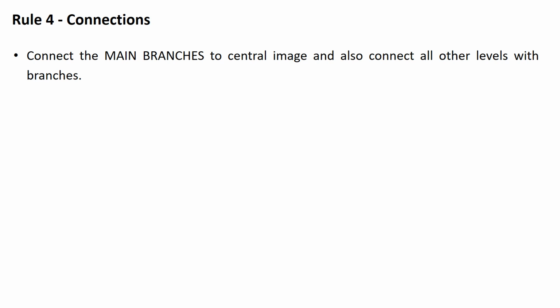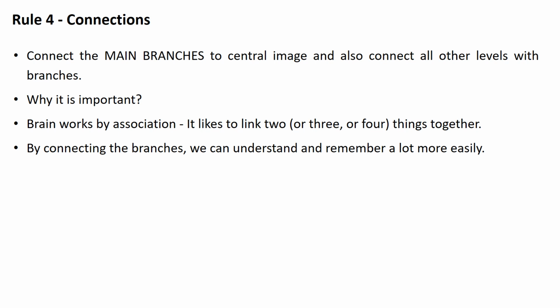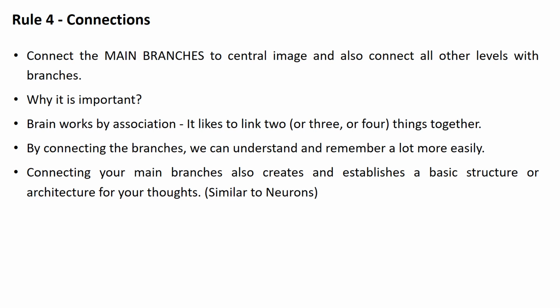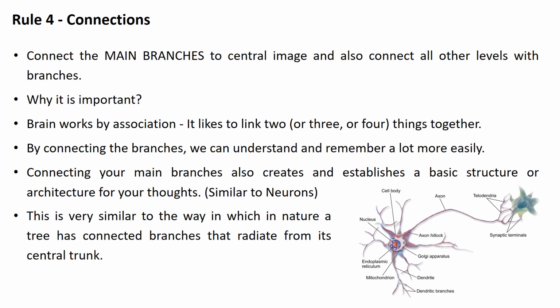Rule 4 is make connections between different parts of your mind map with each other. That is, all the main elements will be connected with main branches to the central theme, and so on goes the sub branches. So why is it important? One of the brain functions is association and connections, meaning we try to link similar things together. By connecting the branches, we can understand and remember a lot more easily. Also, connecting creates a basic structure and architecture for your thoughts. It finally resembles the neuron connection you saw in part 1 of the videos. This is very similar to the way nature works, a tree connecting branches that radiate from the central trunk.